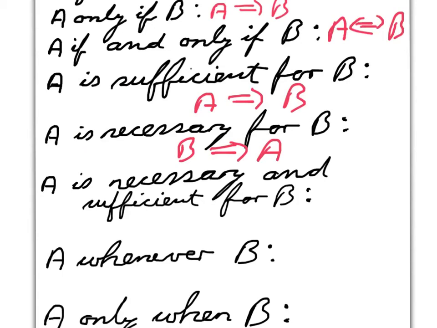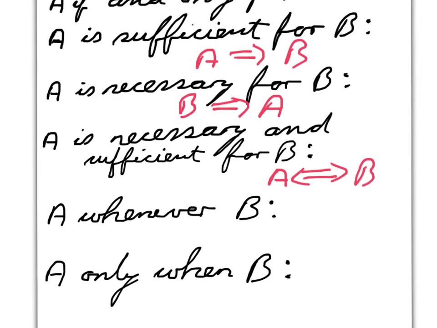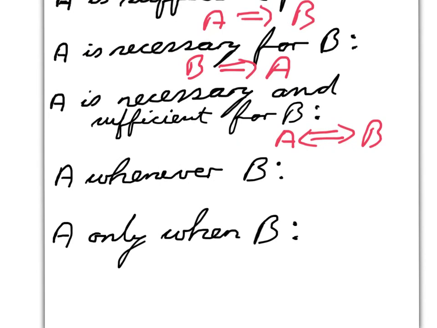So if we say A is necessary and sufficient for B, that's expressing both of the previous two, and so that's another way of saying the biconditional. That's the same as A if and only if B. There are others. Let's see. We also have A whenever B. So A whenever B means what? It's saying A happens whenever B happens. So in other words, once B happens, A has to happen, and so that's the same as B implies A.